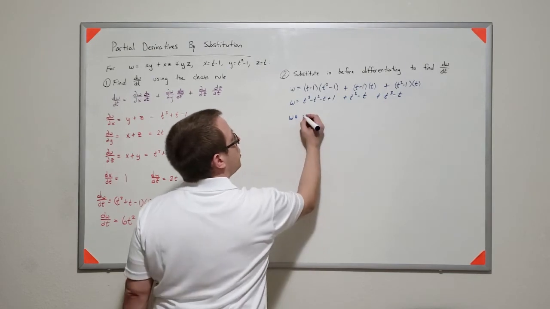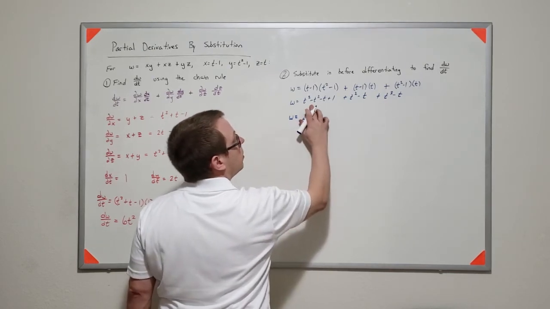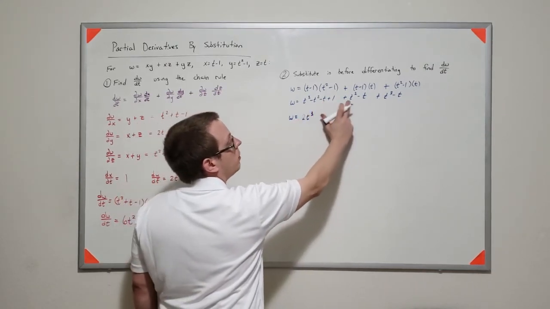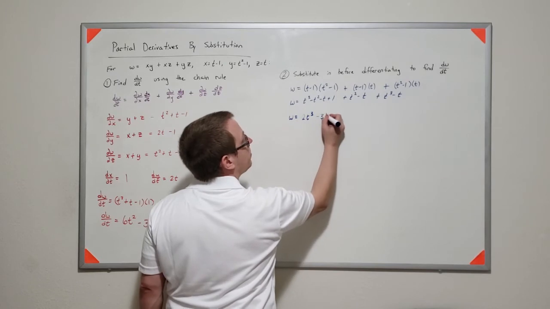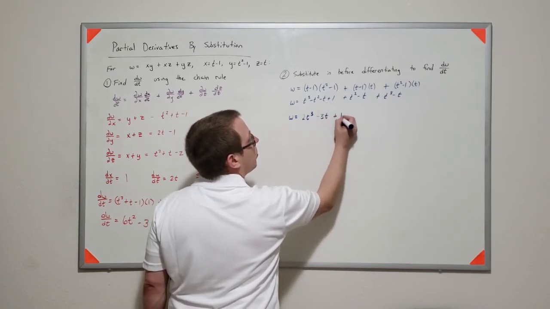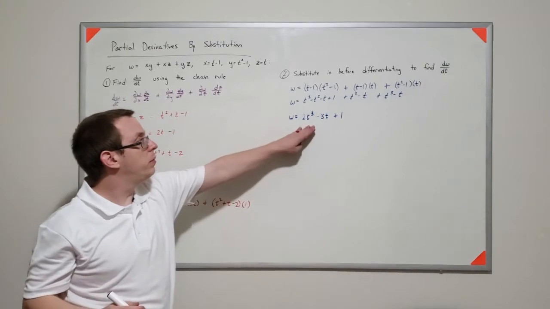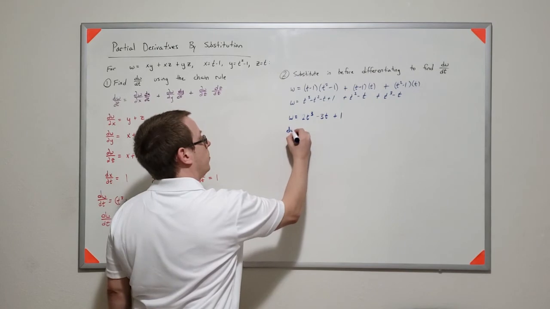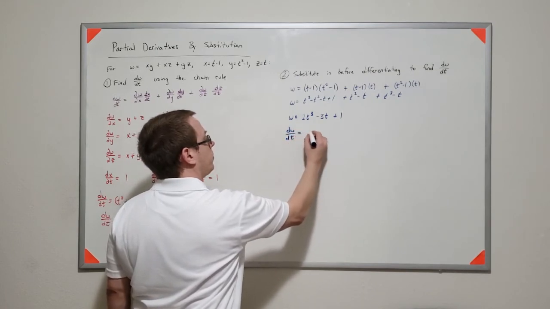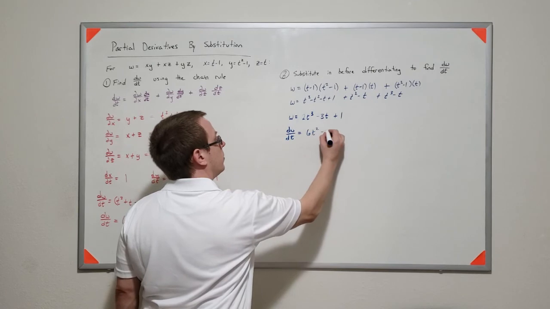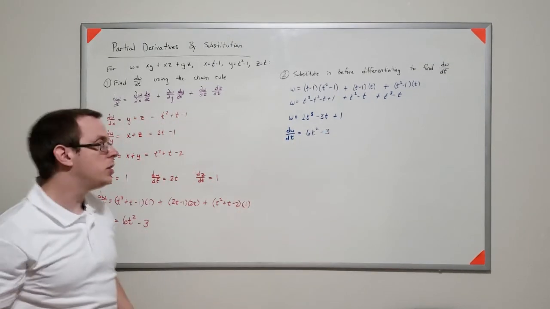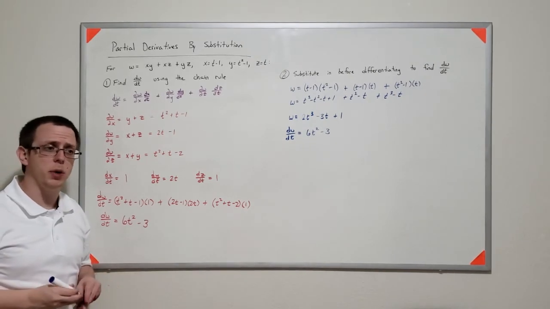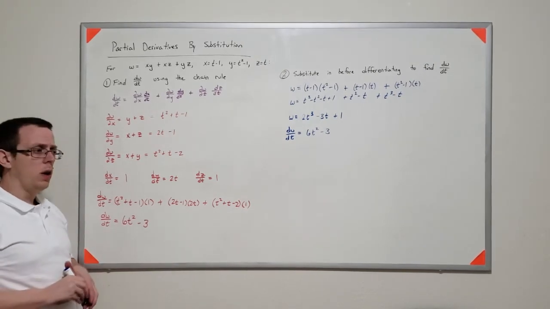We've got 2t cubed. The t squareds cancel, so there's no t squareds. Negative 1, negative 2, negative 3t plus 1. So now that we've gone ahead and gotten that, we can take the derivative of w with respect to t. So we get 6t squared minus 3, which is exactly the same as we got here, which hopefully is what you expected, because regardless of how you get there, it gets the same answer.